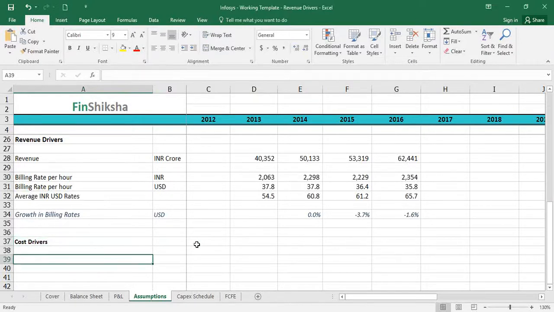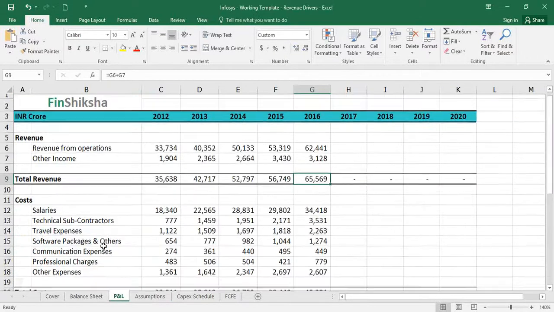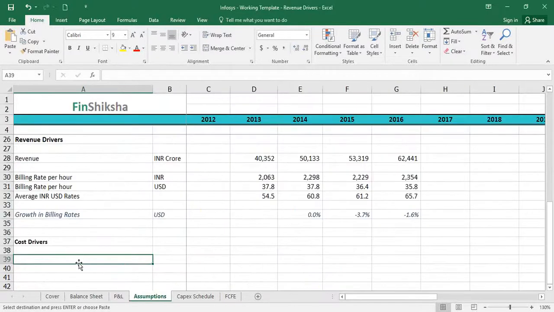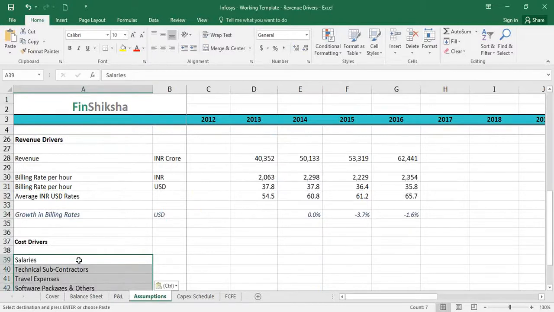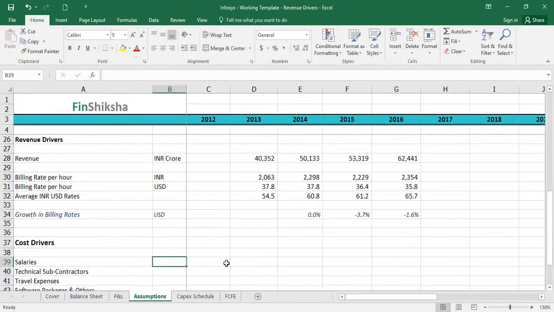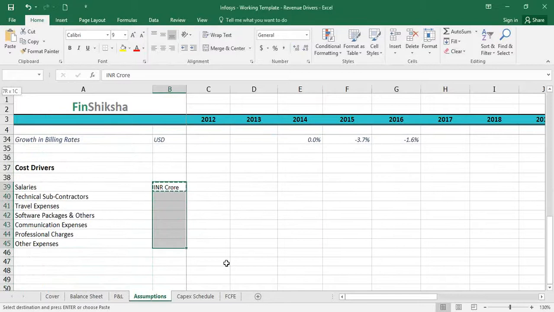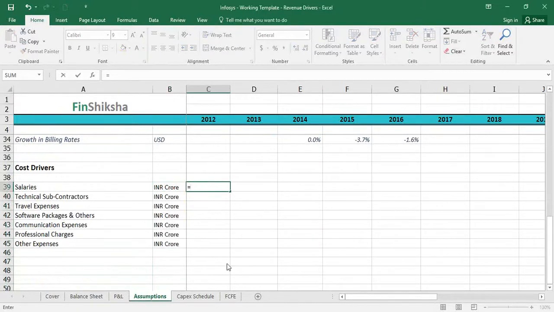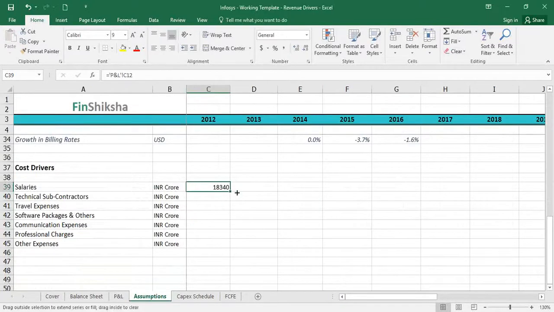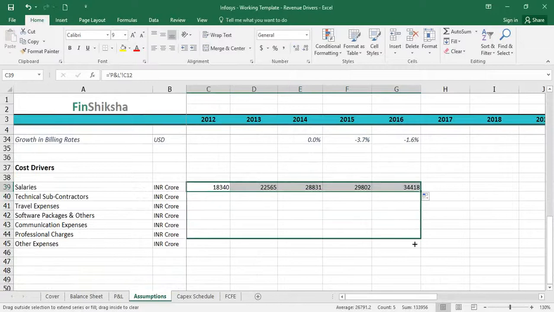What we'll do is, just as a matter of procedure and to make things simple, we're going to bring all the headers from the P&L to the assumption sheet. So I'm going to copy all this and paste all this here, right? So we have all the major cost headers that are available, and we can put in those here. I will just increase the font here, and INR crore is what the values would be. So we are just going to plug in these numbers for the last few years from the P&L and put them here, right?